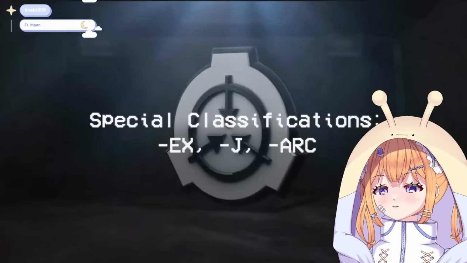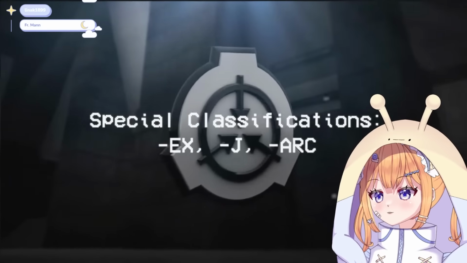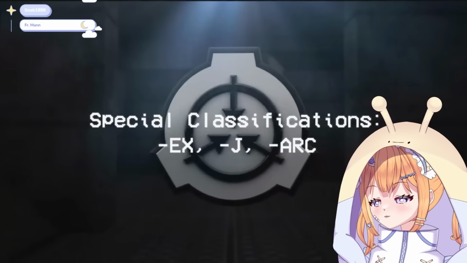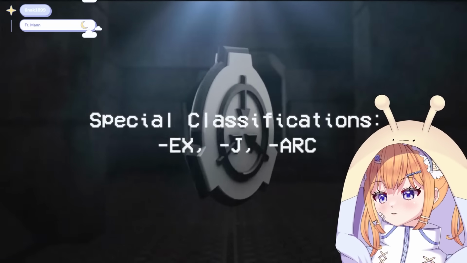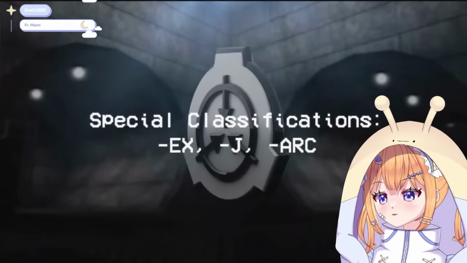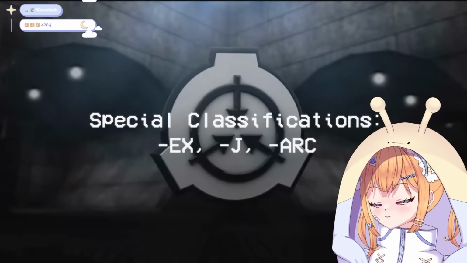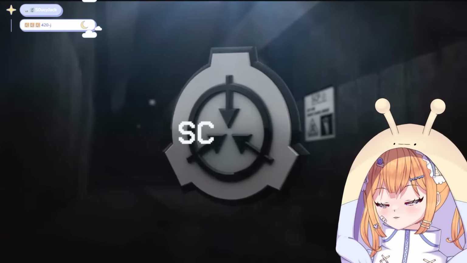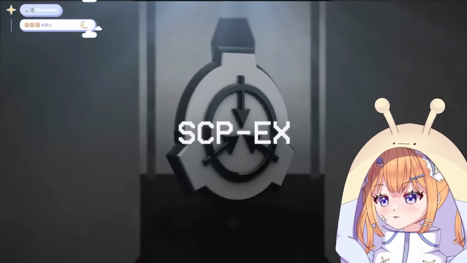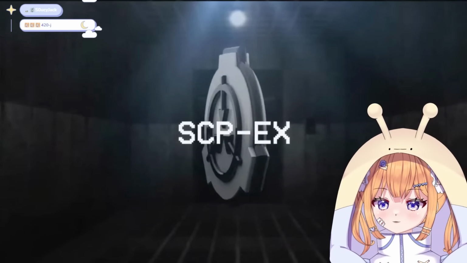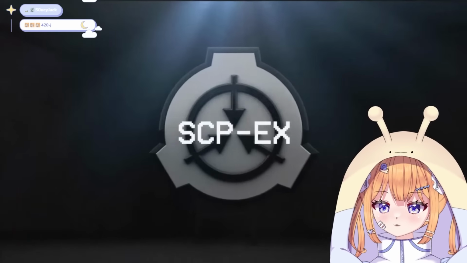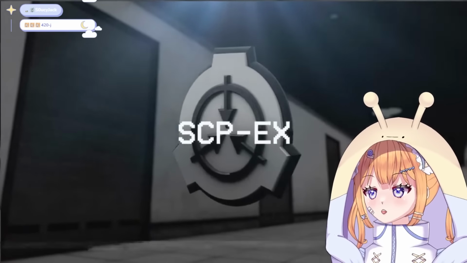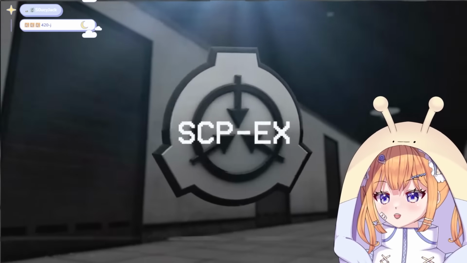Special classifications: -EX, -J, and -ARC. There are other types of documents that use the basic SCP format and style, but utilized in a different way. This allows different stories with more diverse tones and themes to be told. The SCP-EX classification designates an SCP that is no longer considered anomalous. It is explained. The object or phenomenon in question still exists, but the Foundation has deemed it to be an acceptable part of consensus reality.